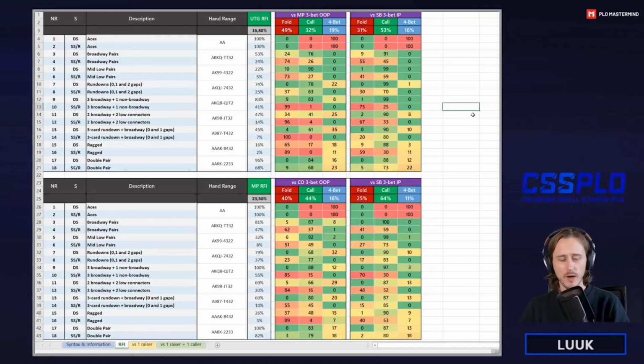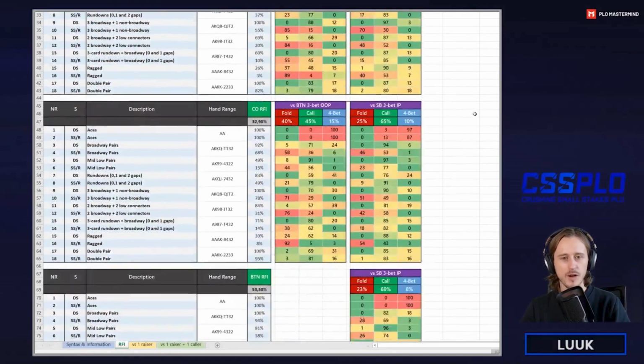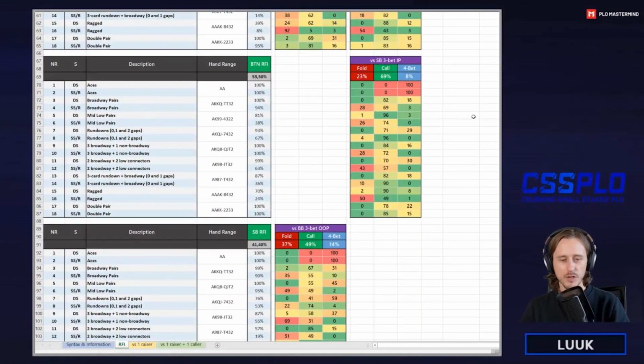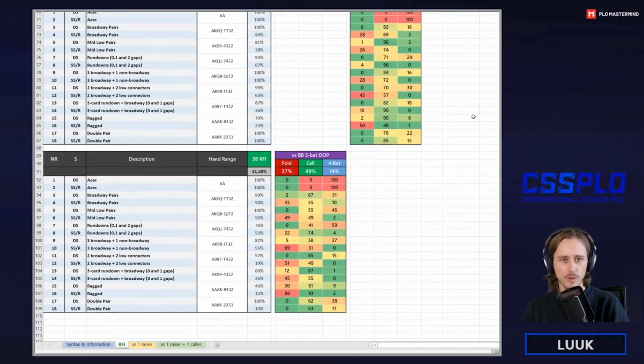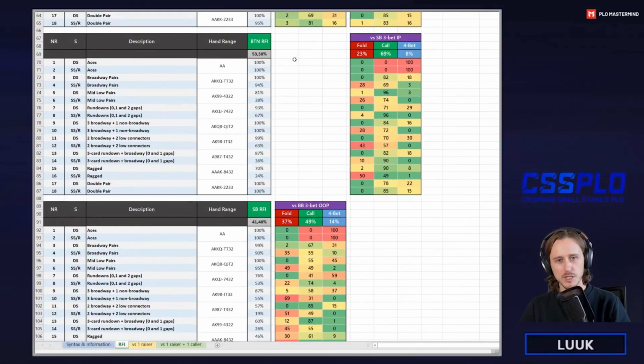If you scroll down, you can see the different positions. So here in the middle we have MP RFI, scroll down we have cutoff RFI, we have button RFI, and small blind RFI. You might notice here the gap, which basically means that if we open raise from the button and we get 3-bet, we're always going to be in position, which is here. So we cannot be out of position, and therefore the section versus 3-bet being out of position is empty here.